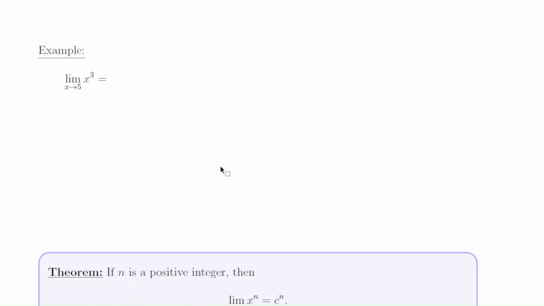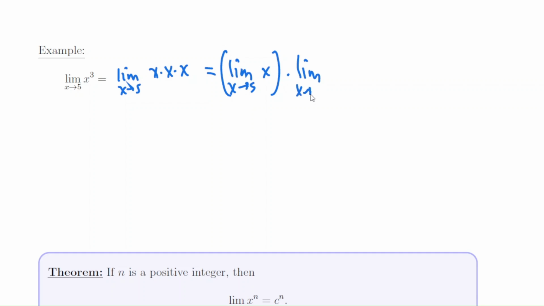So what about this? Limit as x approaches 5 of x cubed. Well, isn't x cubed the same thing as x times x times x? And don't we have a product here? So we can write this as the limit as x approaches 5 of x, times the limit as x approaches 5 of x, times the limit as x approaches 5 of x. The limit of the product equals the product of the limits. And it works not only if you have 2 things, but even if you have 3 things that are being multiplied.